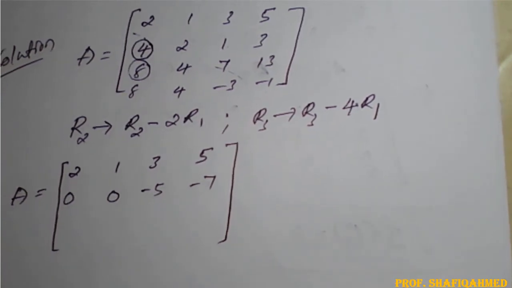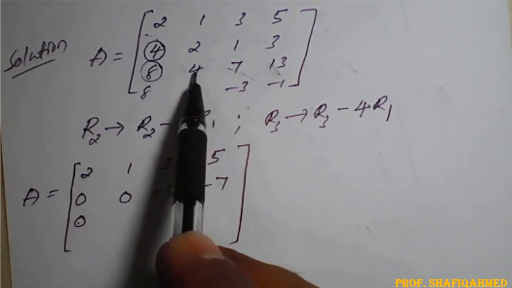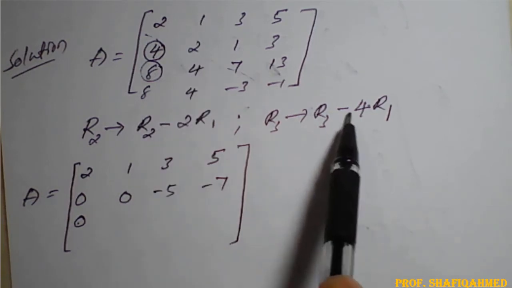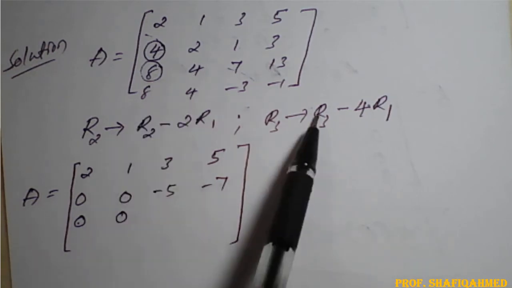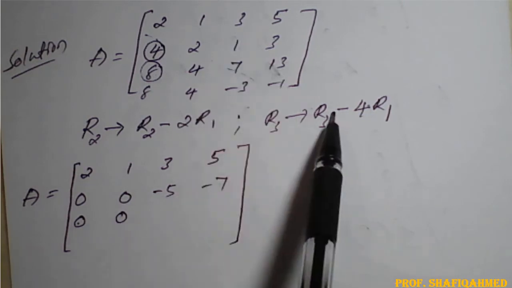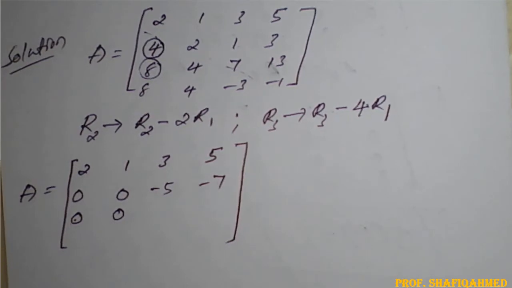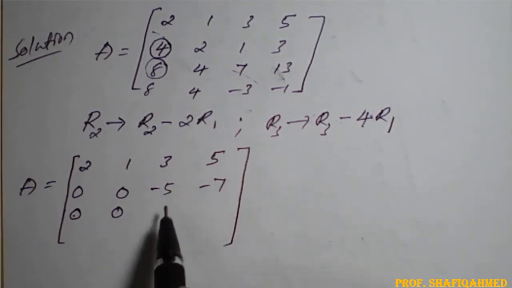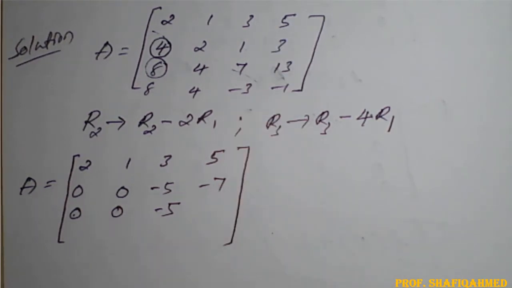So once you write this formula 4 into R1, our third row here will come 8 minus 8 is 0, then 4 minus 8, 4 minus 2, 4 minus 4, it will become 0, because 4 into 1 is 4, so 4 minus 4 is 0. Then 7 minus 4 3s are 12, so 7 minus 12 is -5. Next, 13 minus 5. So x is how much here? 13.